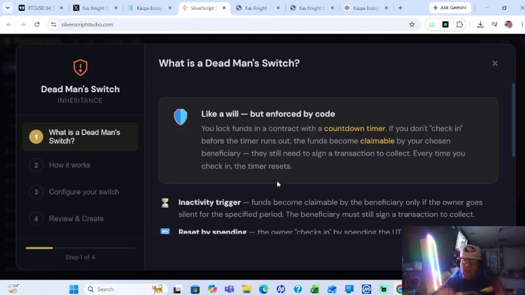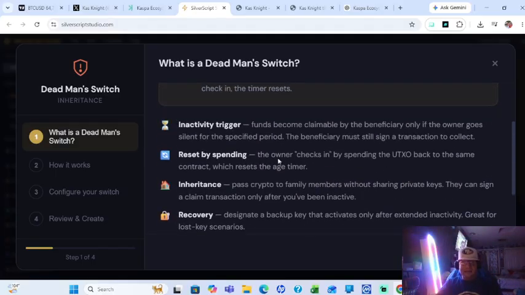You lock funds in a contract with a countdown timer. If you don't check in before the timer runs out, tick, tick, tick, bong, the funds become claimable by your chosen beneficiary. They still need to sign a transaction to collect, but every time you check in, the timer resets. So, an inactivity trigger.